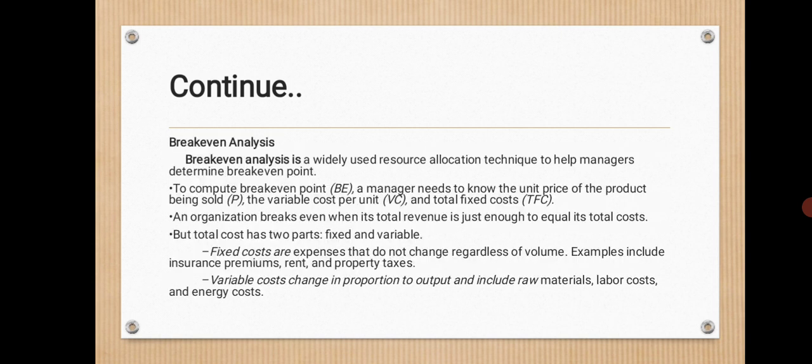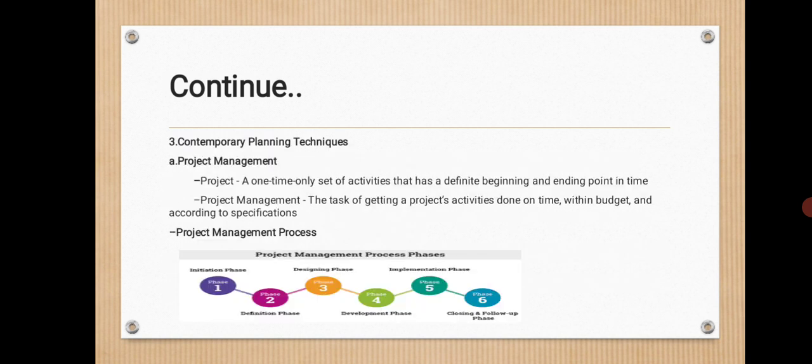Break-even analysis. Break-even analysis is a widely used resource allocation technique to help managers determine the break-even point. To compute the break-even point, a manager needs to know the unit price of the product being sold, the variable cost per unit, and the total fixed cost. Fixed costs are expenses that do not change regardless of volume, and variable cost changes in proportion to the output and includes raw materials, labor, and energy cost.